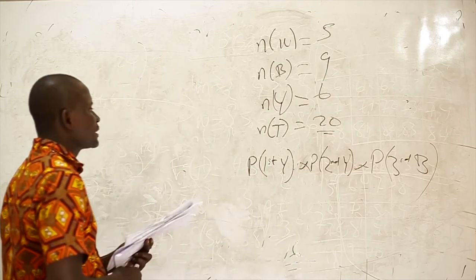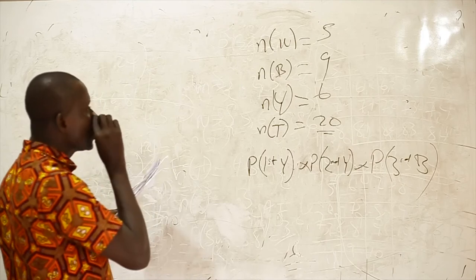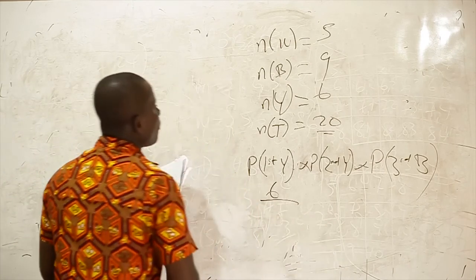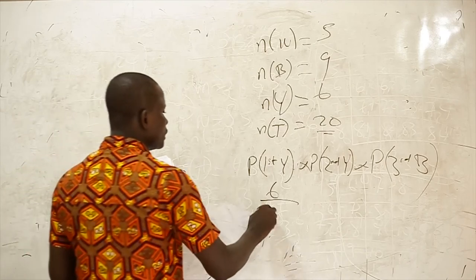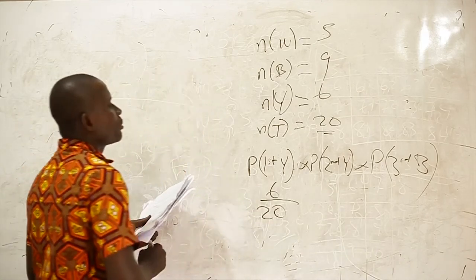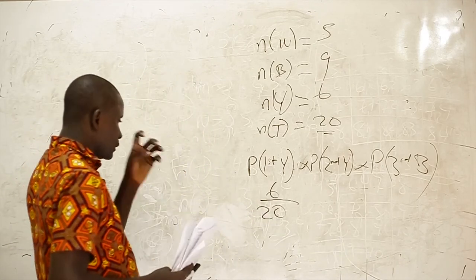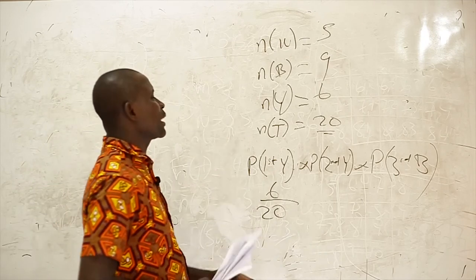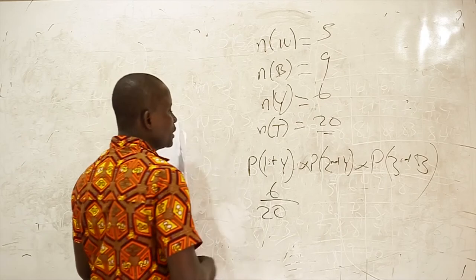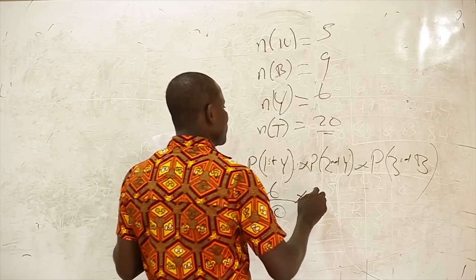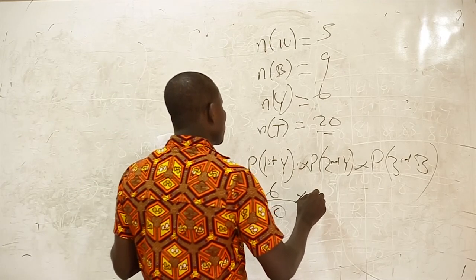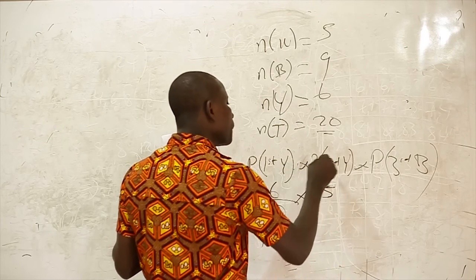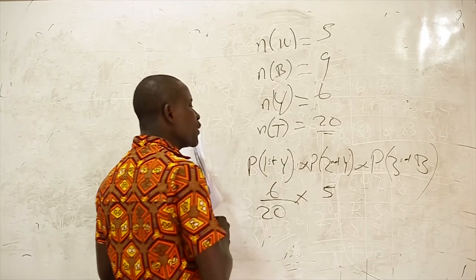Now, the question is, in picking the first yellow, how many yellows are in the box at that point? 6. What's the total number of balls in that box at that point? It's 20. Now, after picking this, the next one is yellow. How many yellows are in the container now? Because you didn't replace, the yellow turns to 5. So the yellow has now reduced to 5.